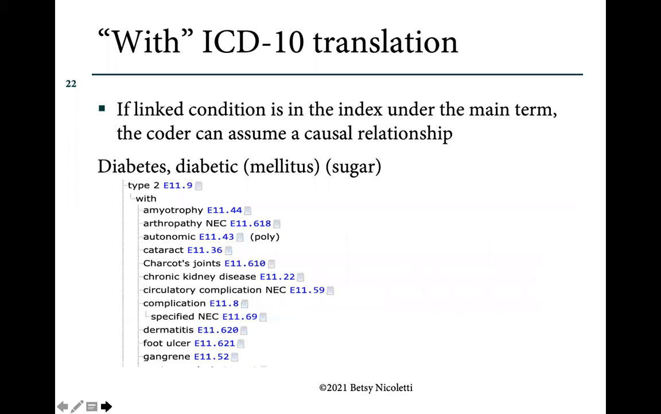So here's an example from diabetes. If I look in the index for diabetes, and then I see the word "with", and I know you're not looking at the index, this is a coding thing. If it says "with chronic kidney disease", I can assume that if you have diabetes in the encounter and you have chronic kidney disease, that they're related. And I can choose, instead of choosing E11.9, E11.22, diabetes with chronic kidney disease. Then we'd add a code for the chronic kidney disease, of course.